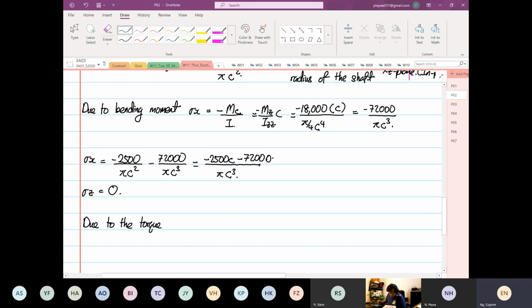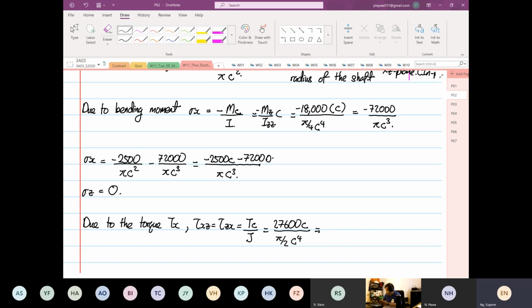Which is acting on Tx. So we are going to look for the shear in the xz direction is equal to the shear in the zx direction. So this is equal to Tc over J. The torque that we know is equal to 27,600 C, and the polar moment of area is pi over 2 C to the power 4.